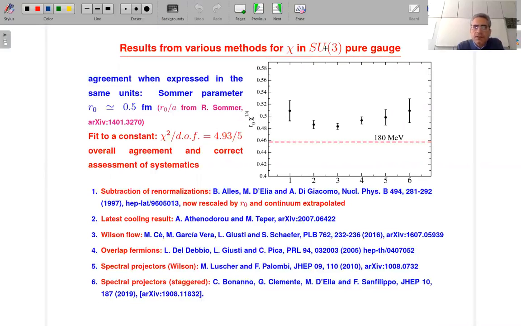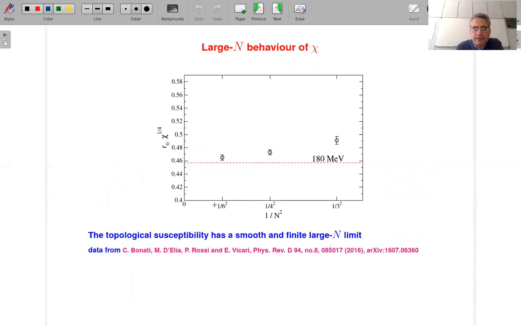But what is important, the main important thing, is that in order for the mechanisms to work, you need to have a finite value of the topological susceptibility, even in the large n limit. So it is a non-trivial check to see how the topological susceptibility changes as you change the number of colors, and this is the result that is reported in this other plot.